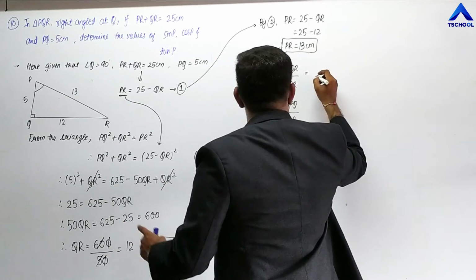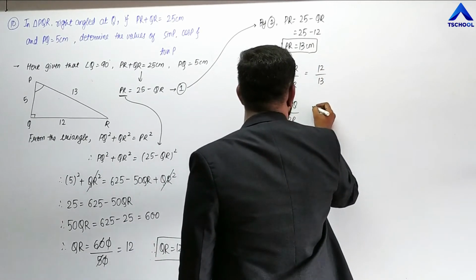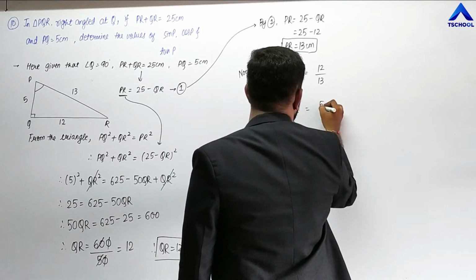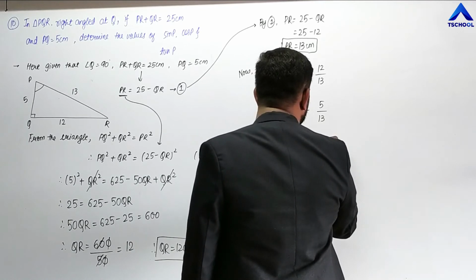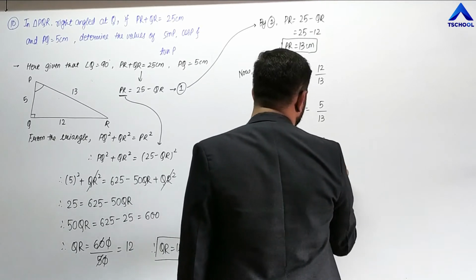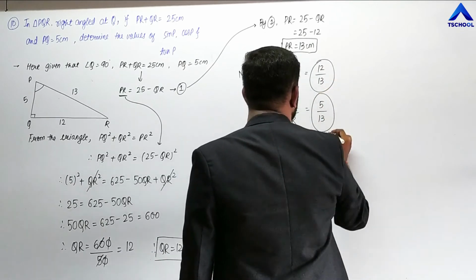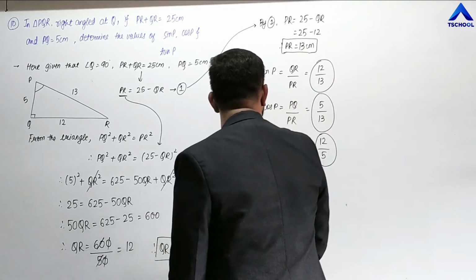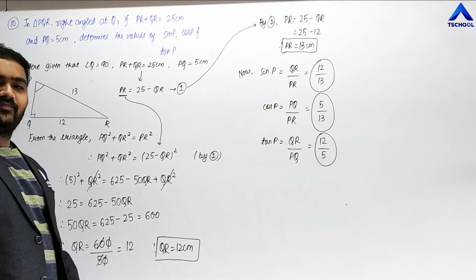Sin P, so that is QR 12 upon PR 13, cos P, PQ is 5 upon PR 13, and tan P, that is 12 upon 5. So the ratio for sin P is 12 by 13, the ratio of cos P is 5 by 13, and the ratio of tan P is 12 upon 5.